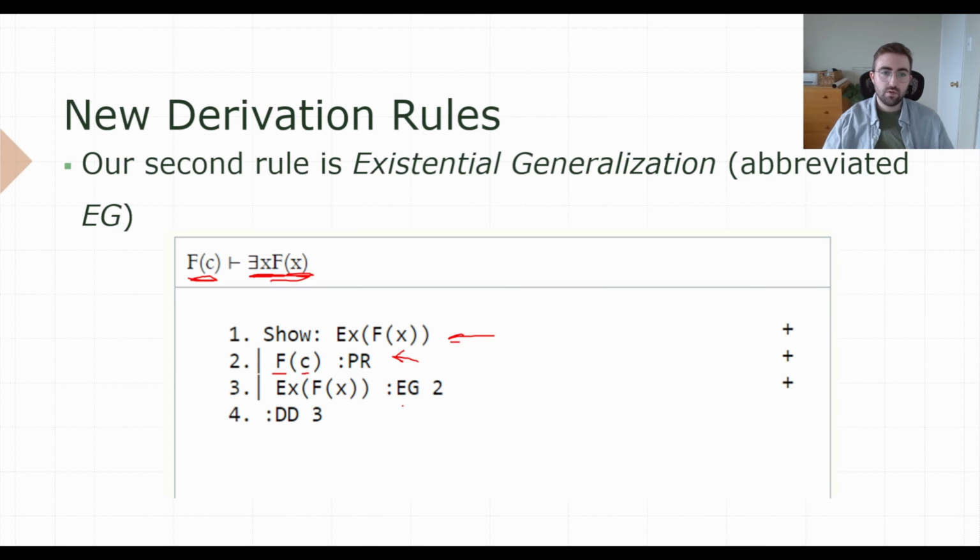And so with existential generalization, we know that there's at least one thing which is F, because we already know C is F, right? So we can just pop out there is some X which is F on line 3 by applying EG to line 2. And then again, it's a direct derivation because we made it appear directly in the proof using a rule of direct derivation. There you go.